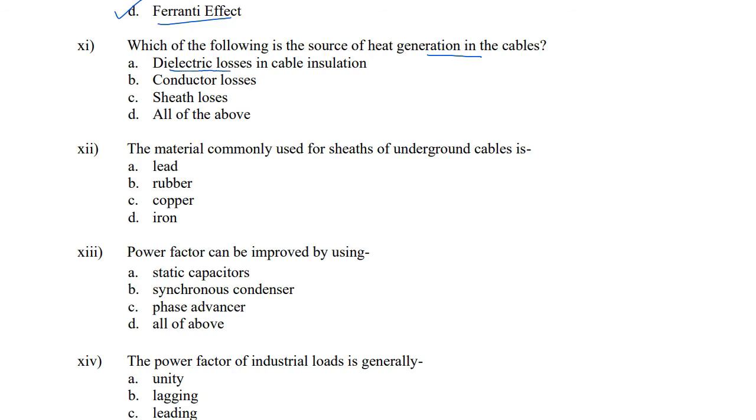Definitely due to dielectric losses happening in the cable insulation, also the conductor losses due to the flow of current, and the sheath losses. We all know in cable there is a sheath. Okay, so all these three are correct. So option D here will be our correct answer. The material commonly used for sheaths of underground cables is option number A, that is lead. Lead is the material which is used for sheaths in underground cables.